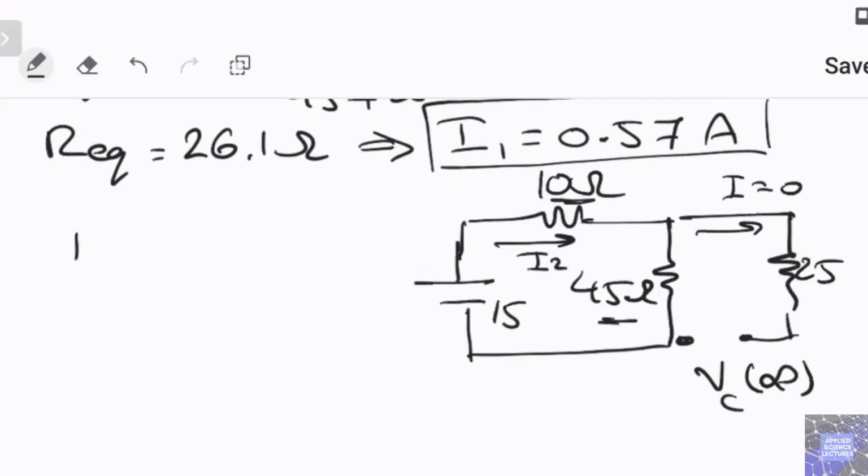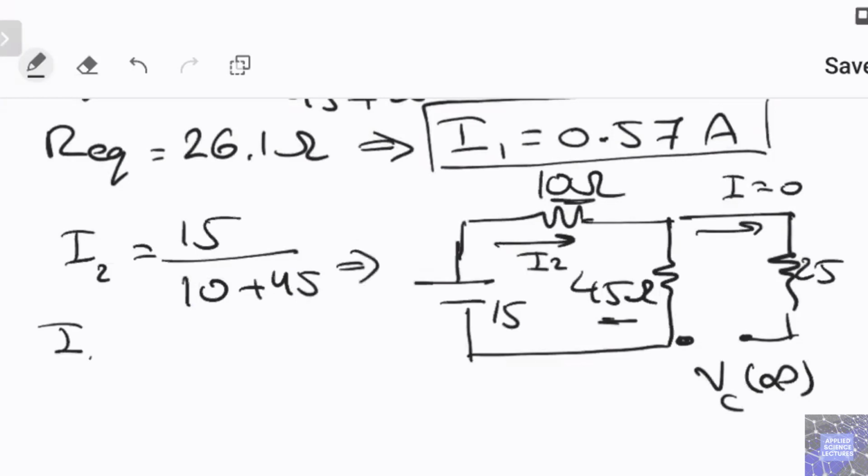In this case I2 becomes 15 divided by 10 plus 45, and I2 here becomes 0.27 ampere.